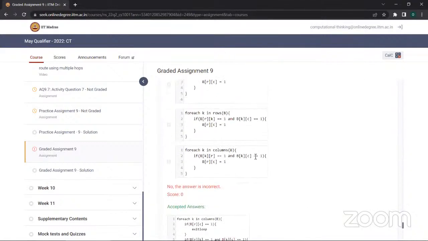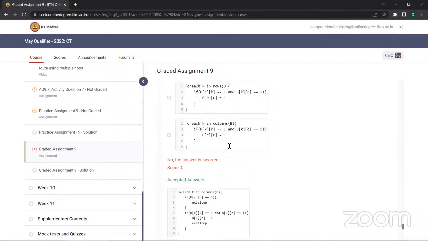Okay, what is happening in the fourth option? In the fourth option, it is checking K2R then K2C. So K2R and K2C are different, right? If you're saying R2K is 1, then K2R should be 1. So in this case, we are checking the same thing.